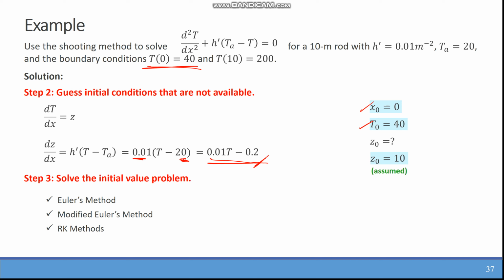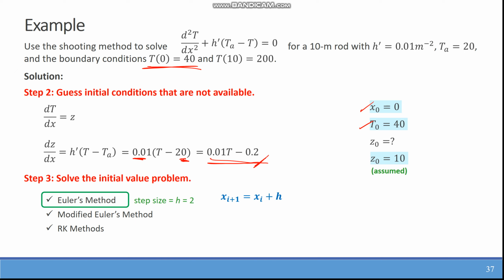We can use these three methods in order to solve the next value. Right? Since it's a first order ODE. So we can apply Euler's method, the predictor corrector, or the modified Euler's, and the Runge-Kutta method. So for simplicity, let's use Euler's method with step size h is equal to 2.